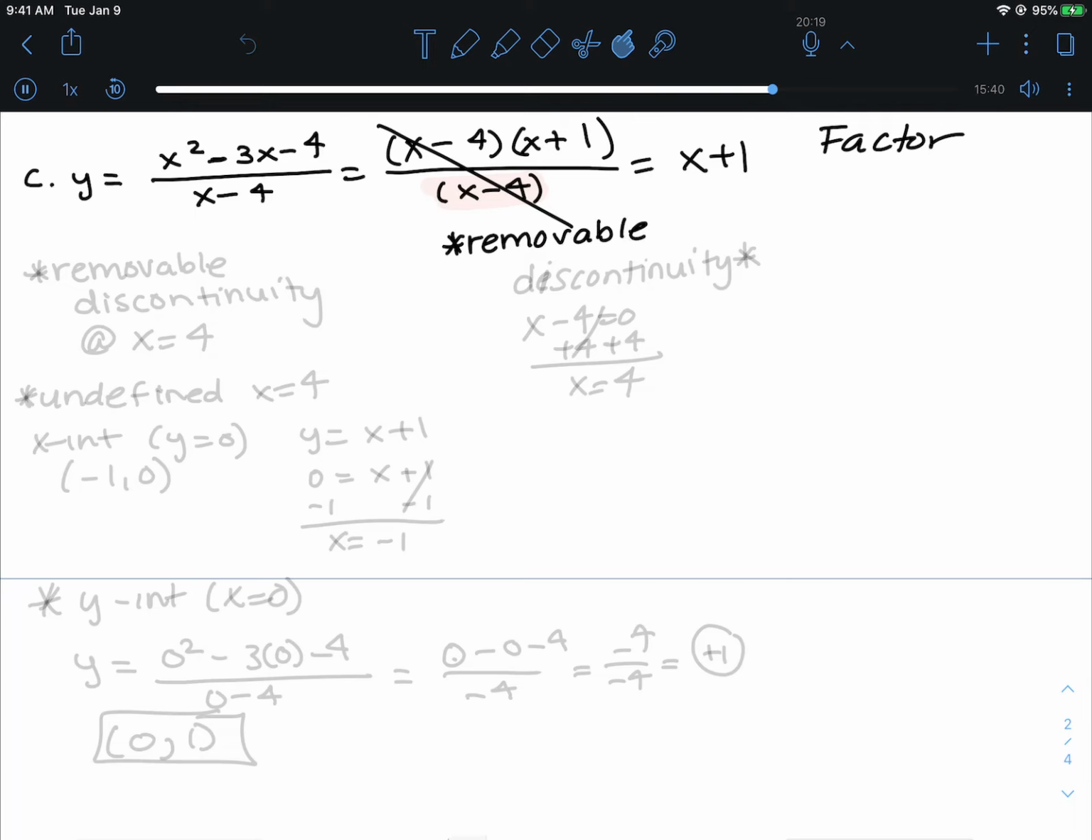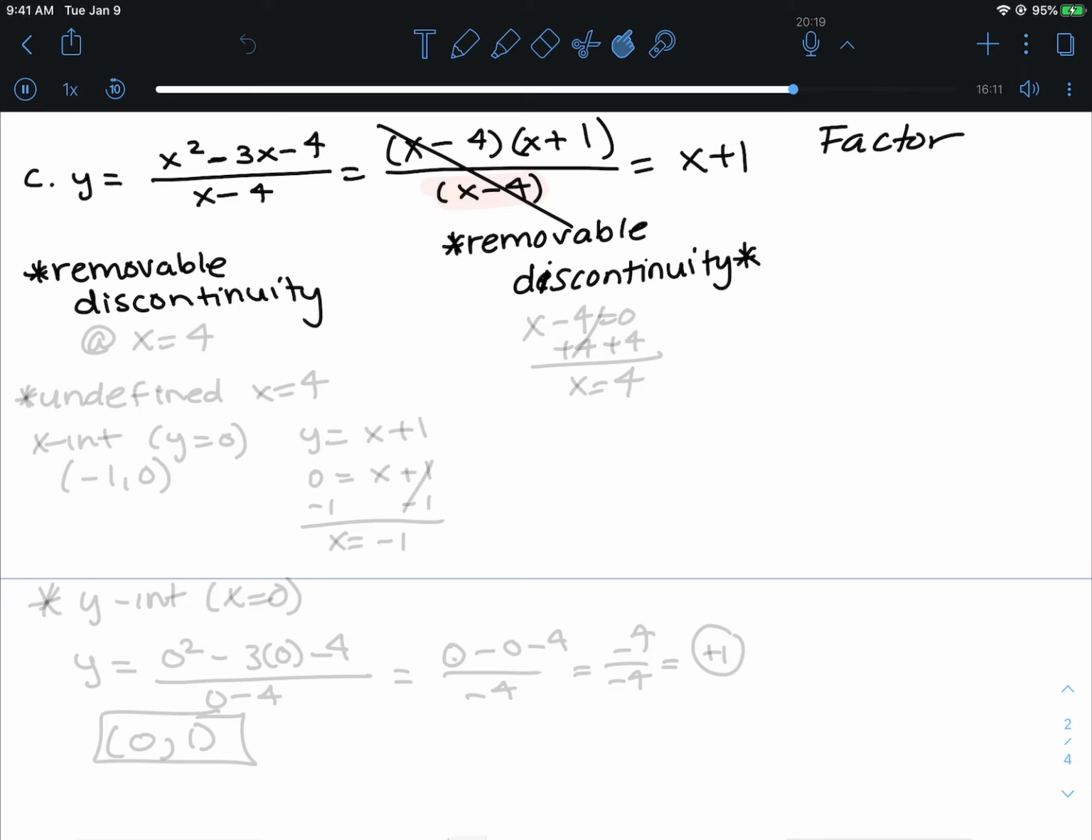Because if I graph x plus 1, that's not going to be a discontinuity. That's not going to be a rational function anymore. It's actually going to be a linear function because it's just x plus 1, right? y equals mx plus b. So therefore here, I'm going to have a removable discontinuity, because my rational function disappeared when I ended up simplifying this expression.